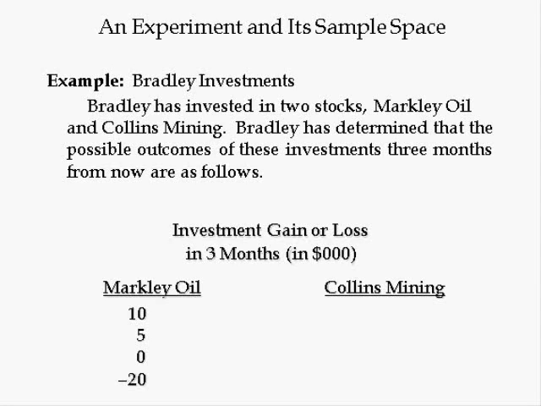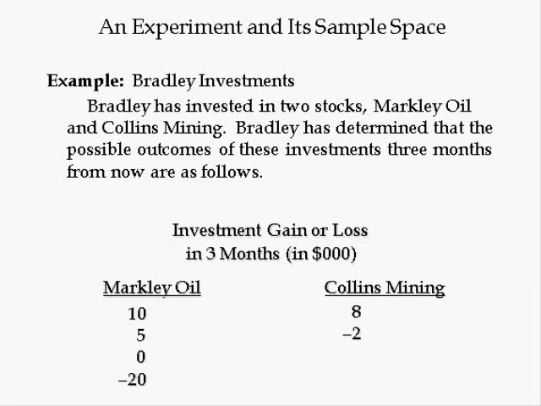The first outcome, making $10,000 from the investment, might be a result of Markley Oil discovering three oil reserves under the ocean using its three research and development vessels. The second outcome, making $5,000, might be a result of Markley Oil discovering only two oil reserves. The third outcome, breaking even, might be a result of discovering one oil reserve, while the fourth outcome, losing $20,000, might be a result of discovering no new oil reserves.